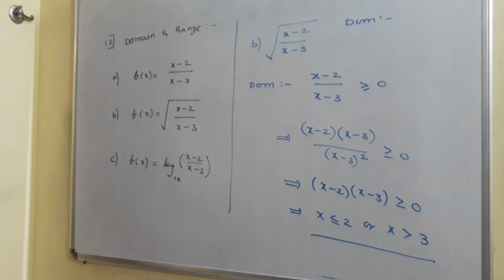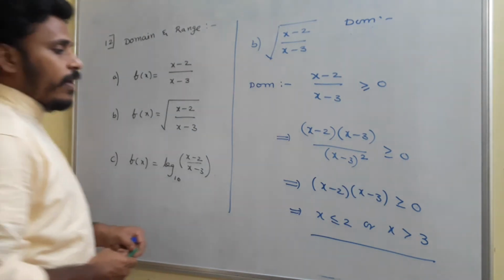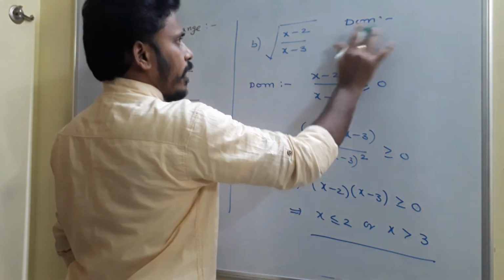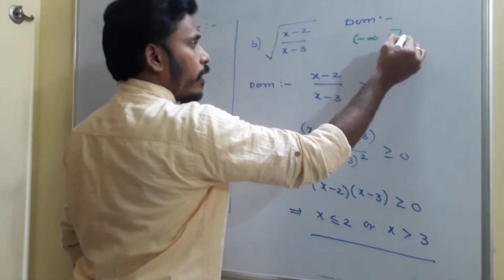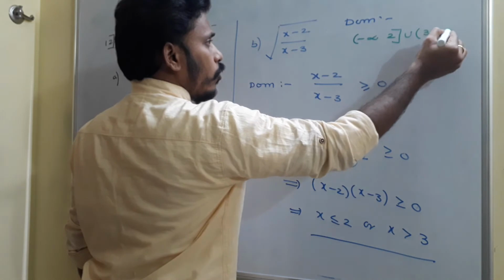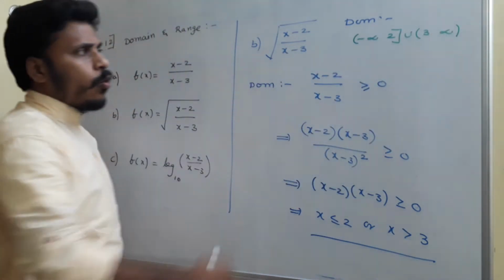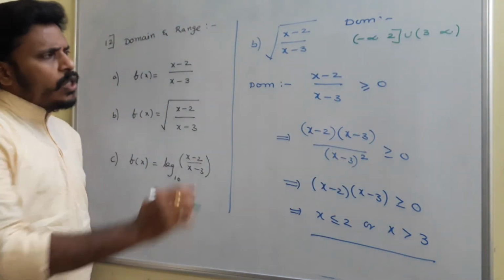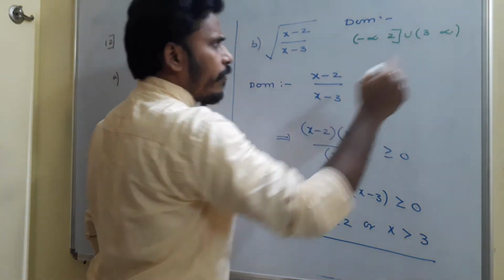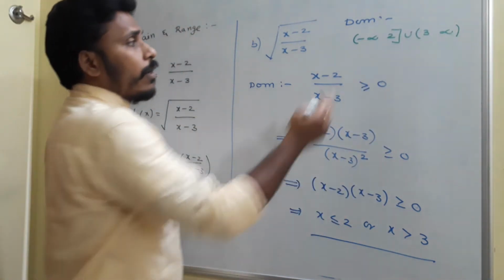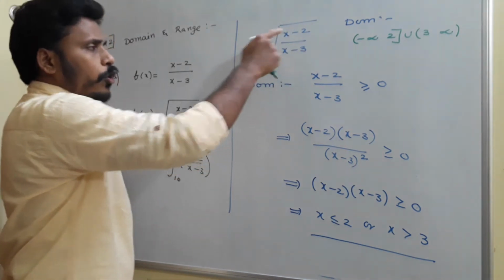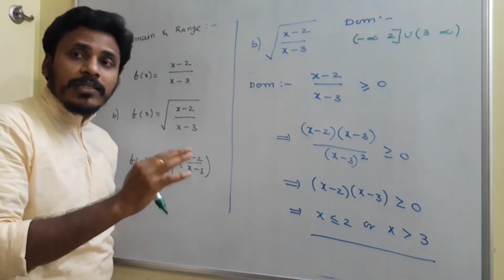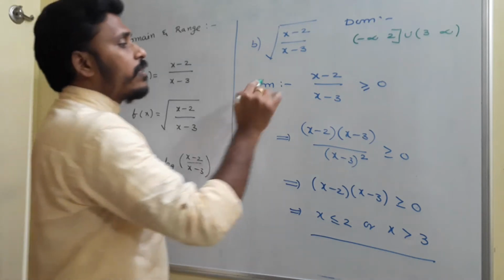Either x less than or equal to 2 or greater than 3. You may write it like this: minus infinity to 2 closed interval, union 3 to infinity. Just have a look once. You take any number which is more than 3, or any number which is less than 2, and you check whether it is positive or not. For sure, it is always positive, and that's why this is the domain.